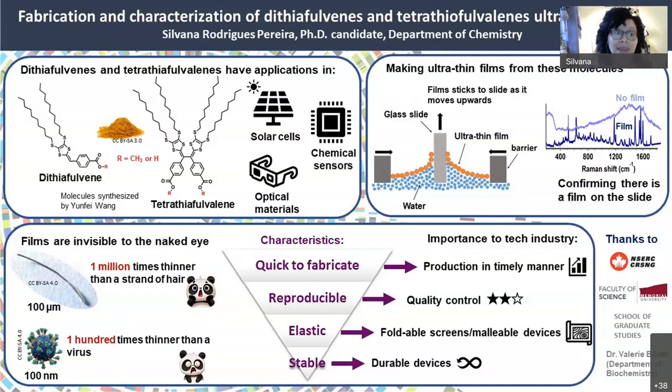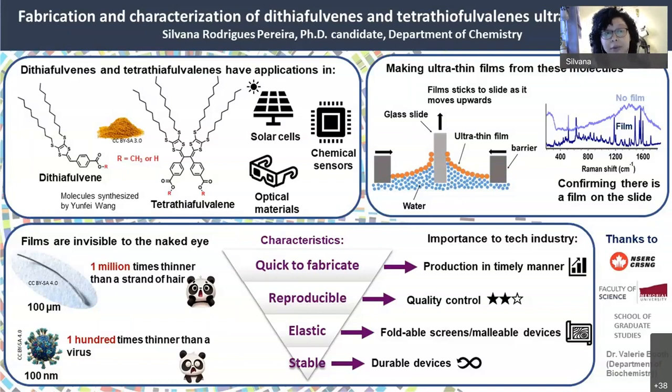So, making films that are 1 million times thinner than a strand of hair is not an easy task. There is almost no room for error during the fabrication process. Anything that you do slightly differently is enough to affect the molecule's arrangement and compromise the quality of the film. I spend most of my research time optimizing the fabrication method that would give me the exact same film with the exact same properties every time I made it.